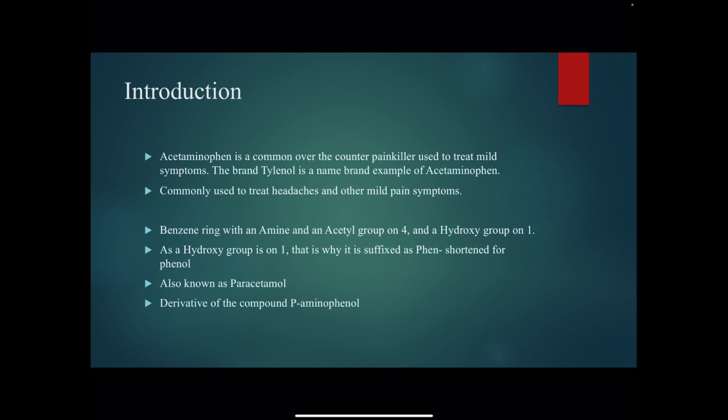It's also known as paracetamol. I don't know if I'm pronouncing that right, but I tried. It's also known as a few other names. It is a derivative of the compound p-aminophenol, which is a phenol group, which means there's a hydroxy group on 1, and then there's an amine group on 4, hence p or para, which means 1 and 4.